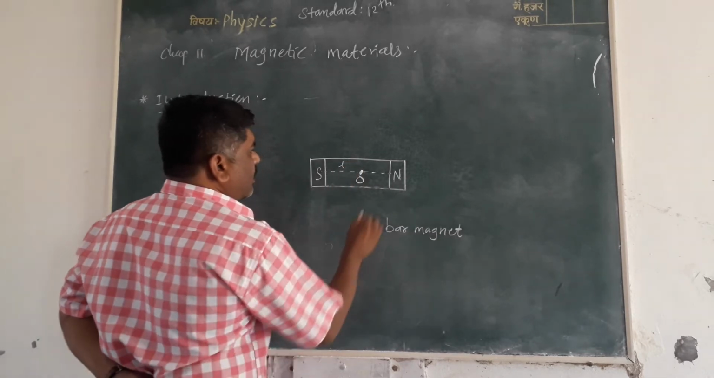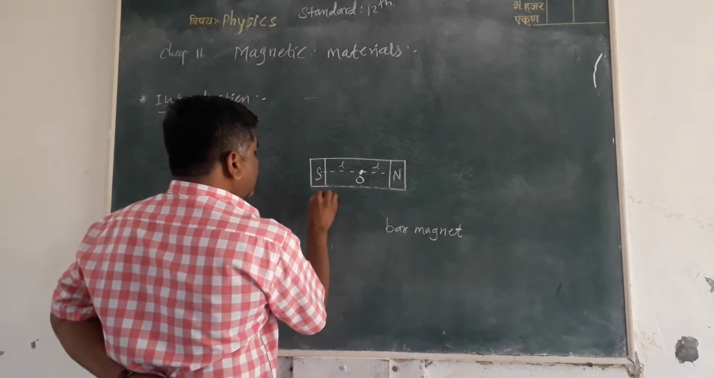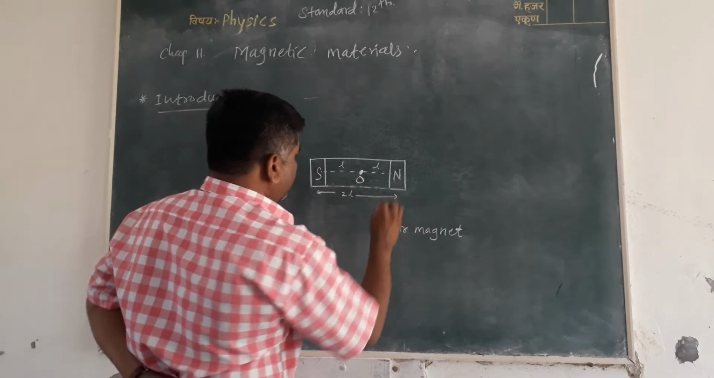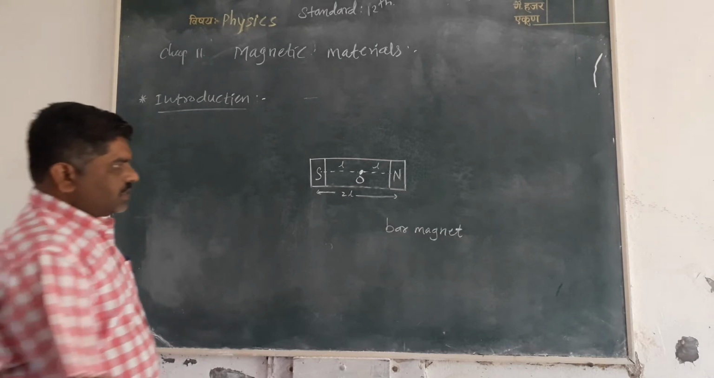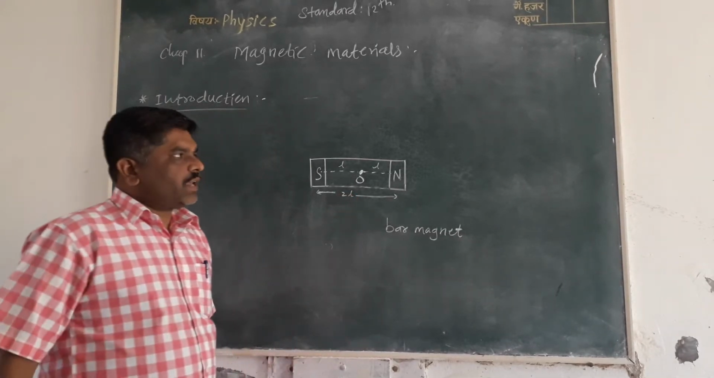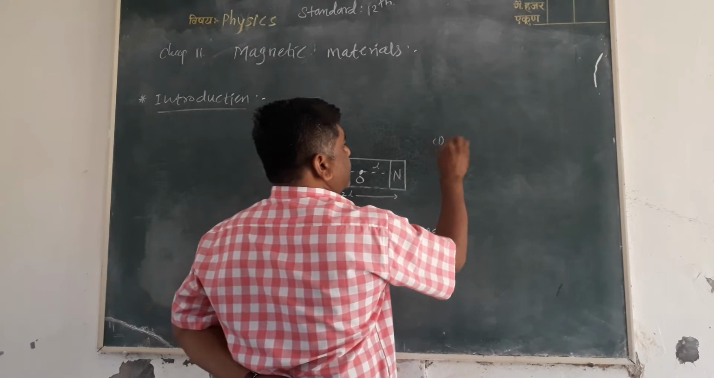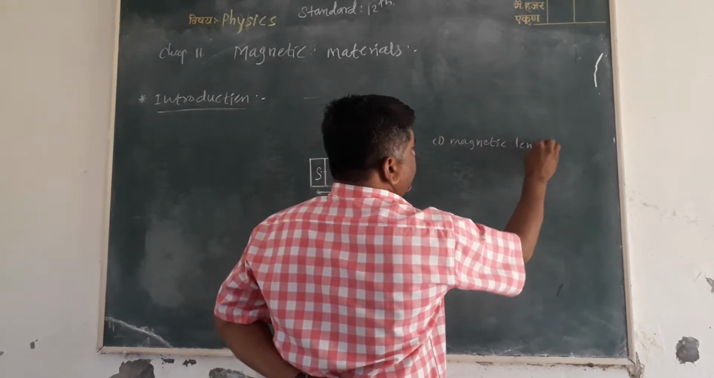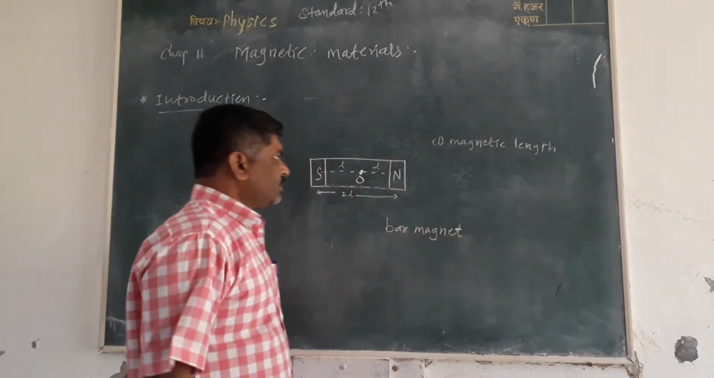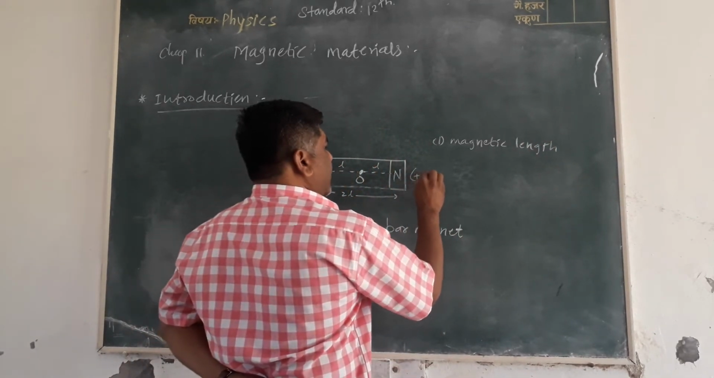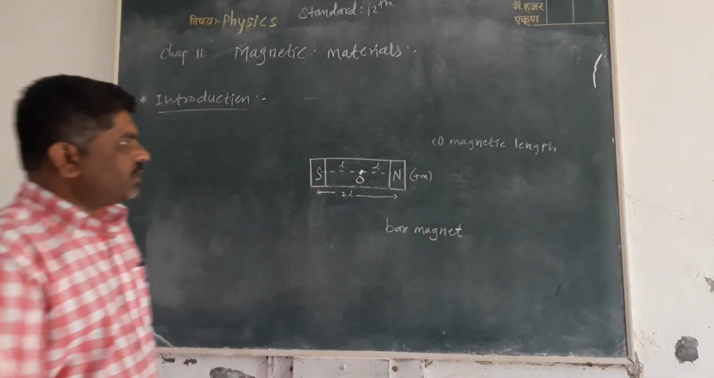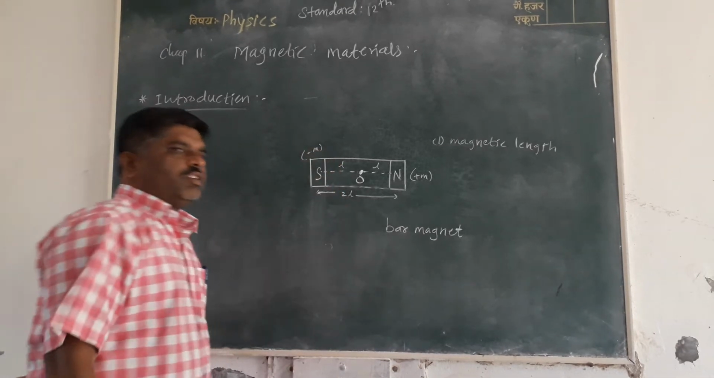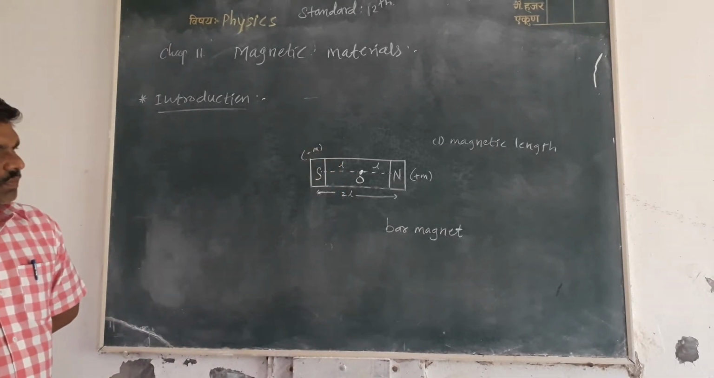This distance L, this distance L. The distance between S and N is 2L. This distance 2L is called magnetic length. Plus M is the pole strength of the N pole, minus M is the pole strength of the S pole.